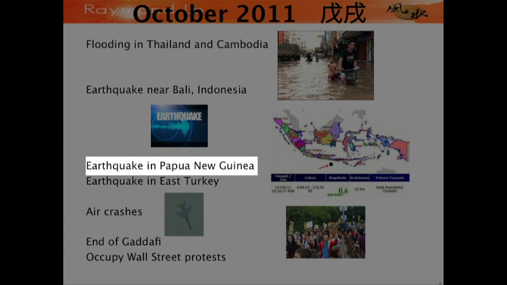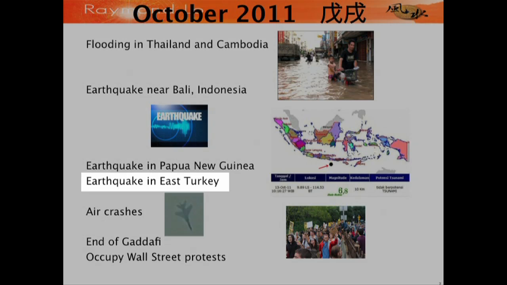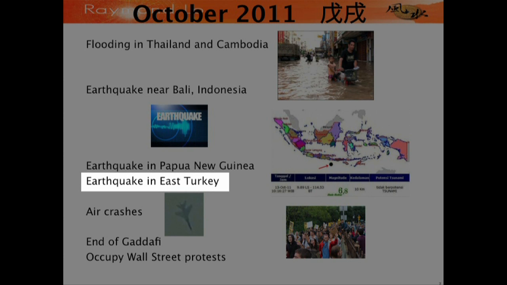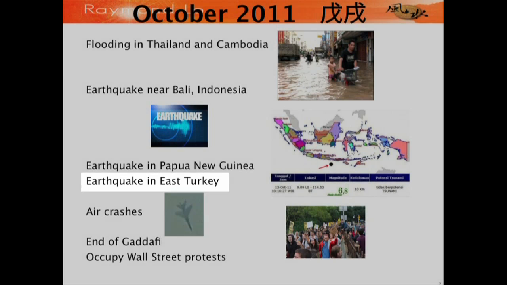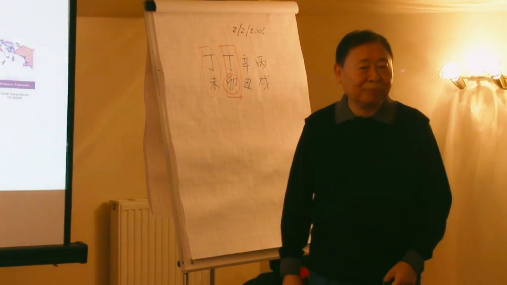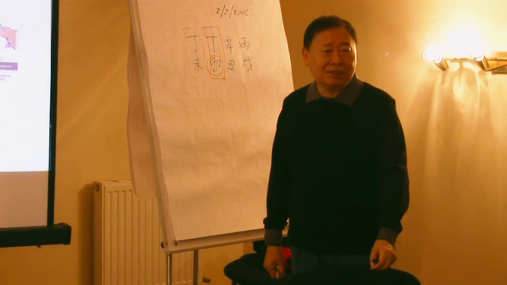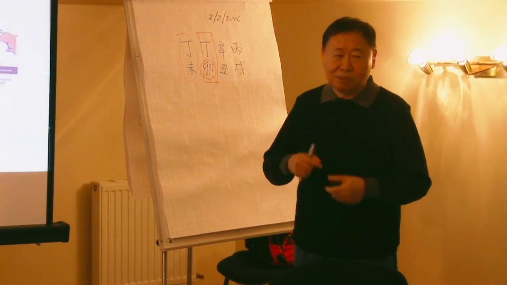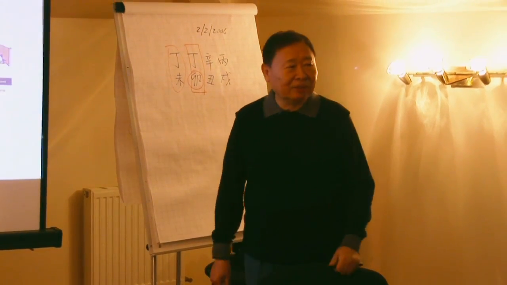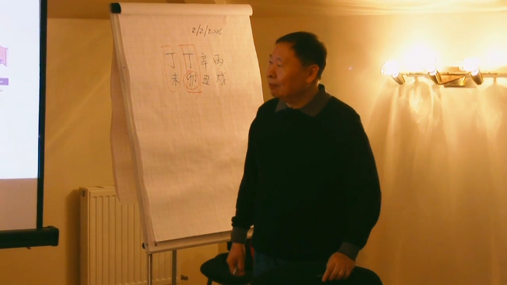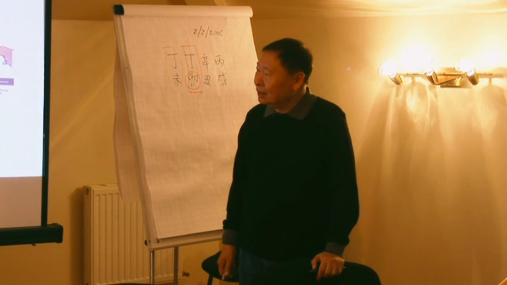Earthquake in Papua New Guinea. And just a few days ago, you had a serious earthquake in East Turkey. So that reflects the dragon. The dragon is a very powerful earth element. So therefore, in a dragon year, normally we expect serious earthquakes.